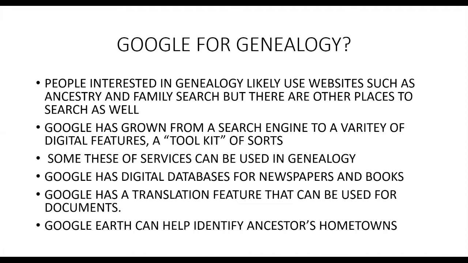Google, which originally started as a search engine, has a variety of digital features. One could almost call it a digital toolkit of sorts. Some of these services can be used in genealogy. Google has digital databases for newspapers and books. Google has a translation feature that can be used for documents. Google Earth can help identify ancestors' hometowns, as well as many other things. Let's take a look.